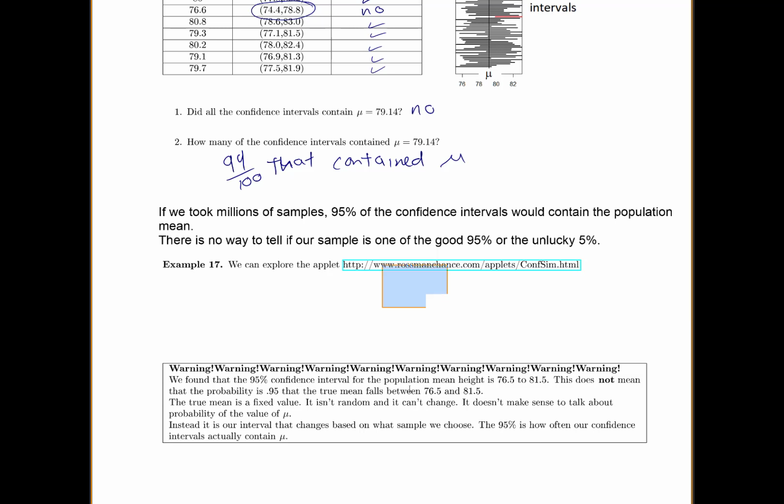And just one warning, because this is one of the most often repeated mistakes in statistics. So we found the confidence interval for the population mean is 76.5 to 81.5. This does not mean that the probability is 0.95 that the true mean is between those two numbers. Okay, don't ever say that. That doesn't work in statistics. The reason why is that our true mean is a fixed value. It's not random, it's not changing, at least in the way we think about statistics. And so it doesn't make sense to talk about the probability of the value mu. So instead, it's our interval that's changing based on which sample we choose. So the 95% is how often our confidence intervals actually contain the population mean mu.